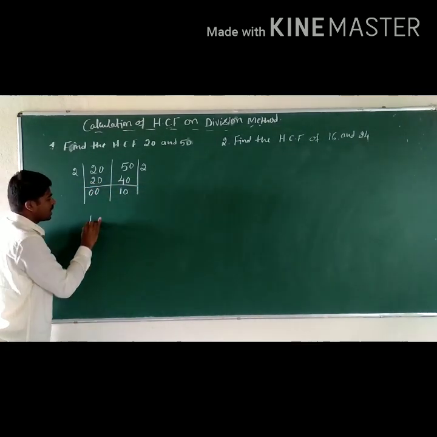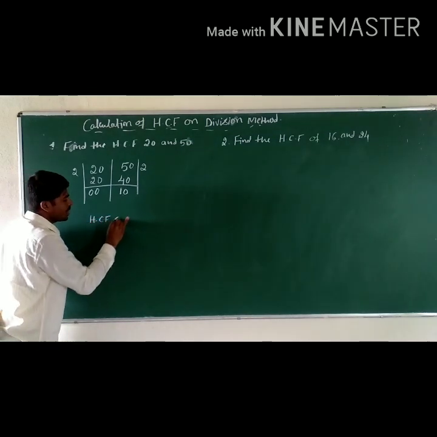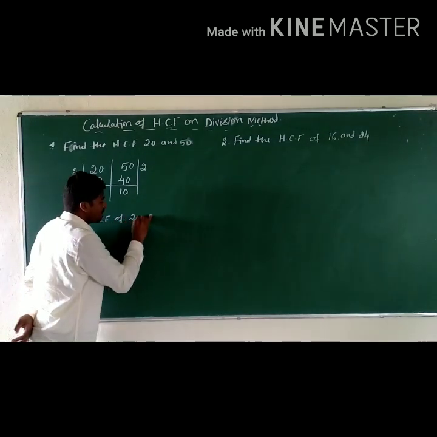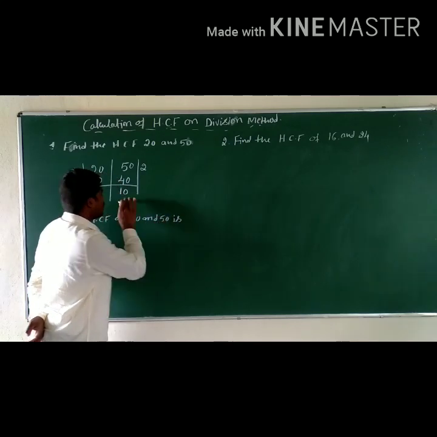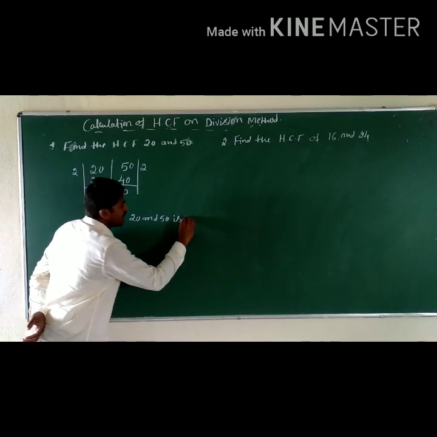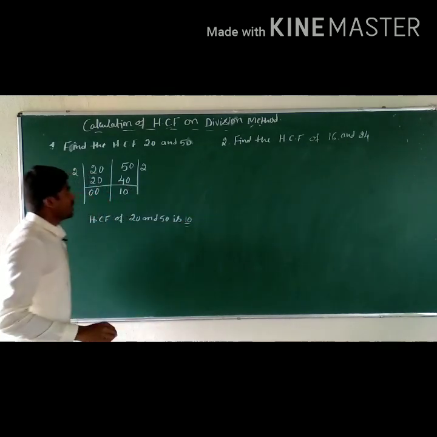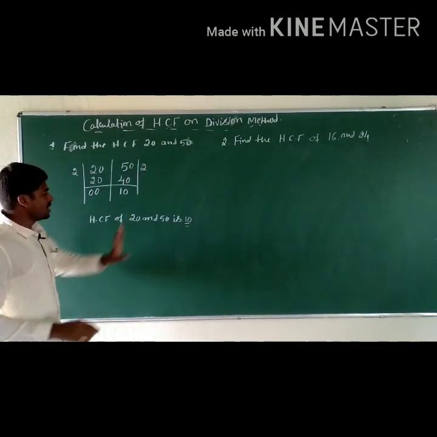Now the HCF of 20 and 50 is the divisor at which the balance became zero, that value we call the HCF of 20 and 50. So that is the concept explained.